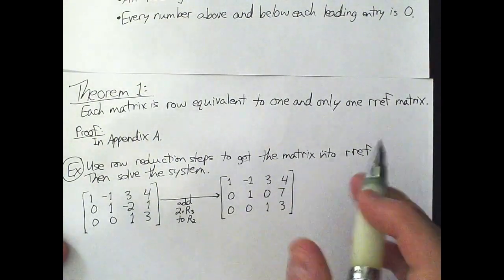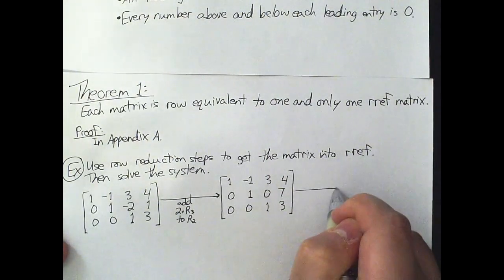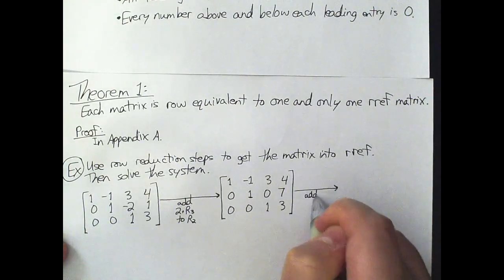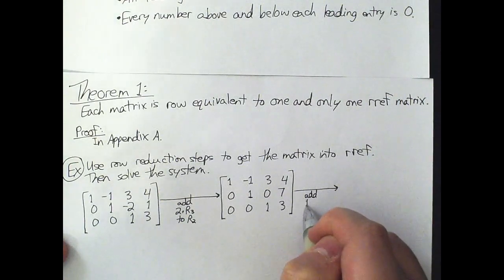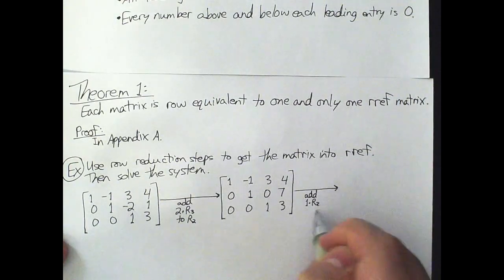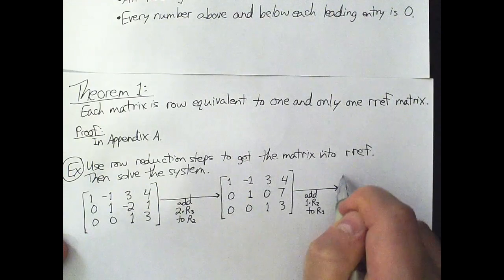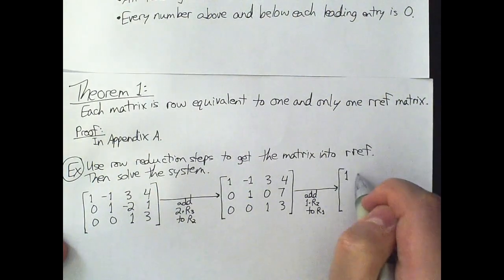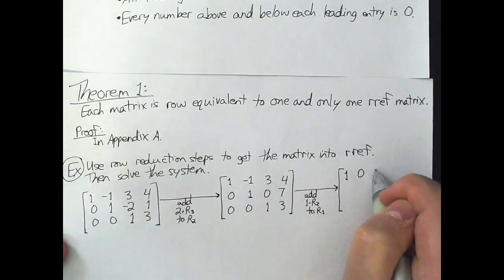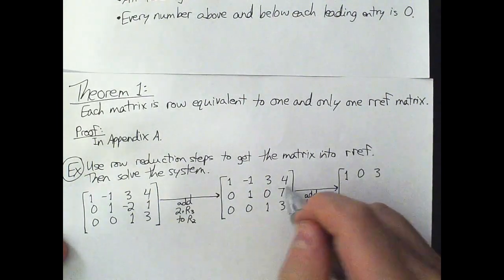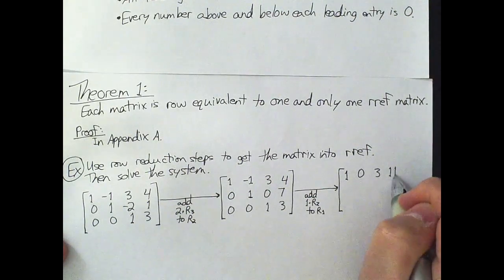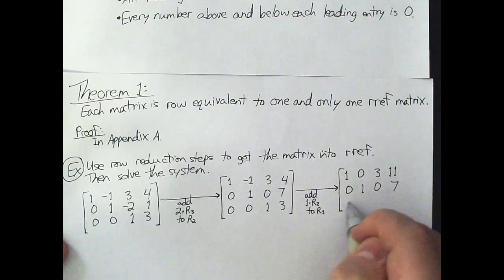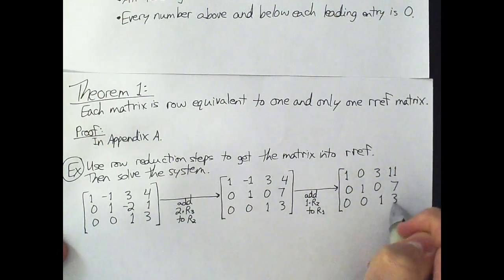Now let's try to get rid of that -1 spot. Doesn't it look like we could do that by adding a multiple of a row to another row? So I'm going to add 1 times row 2 to row 1. So we get 1, 0, 3, and 7 gets added to 4 to give me 11. And just copy the other rows: 0, 0, 1, 3.